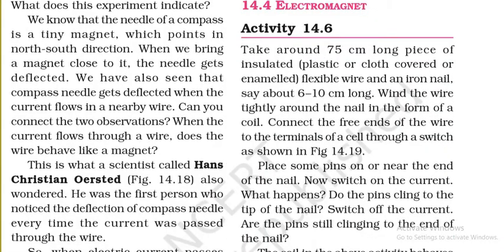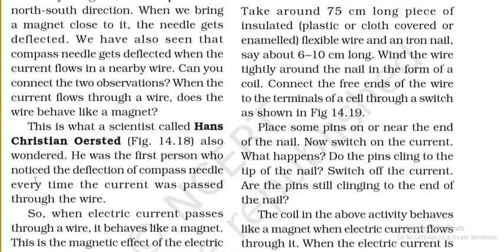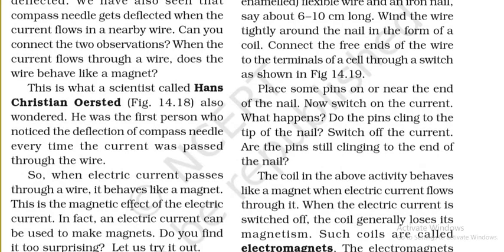Now this thing was first observed by Hans Christian Oersted. He was the first person to observe the deflection of the compass needle every time the current was passed through the wire. So that is why we can conclude that an electric wire tends to behave like a magnet.